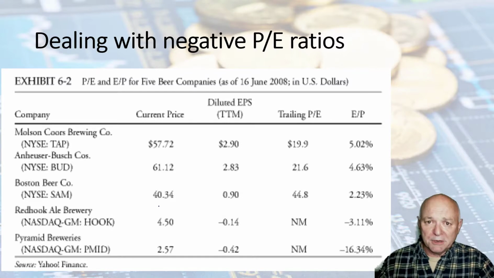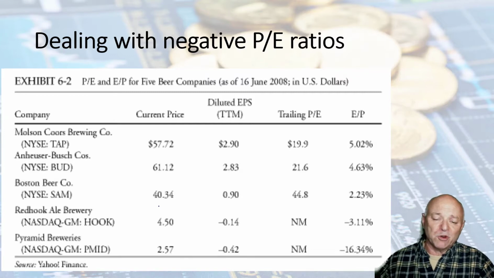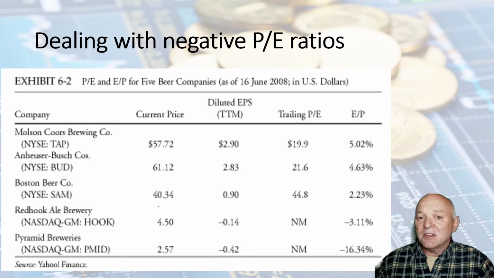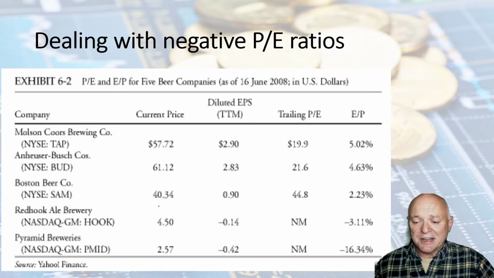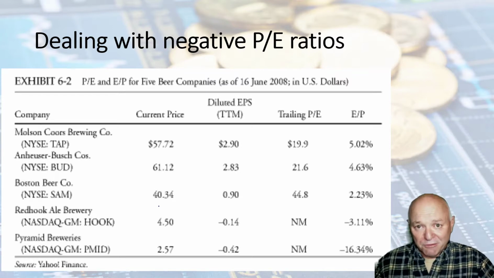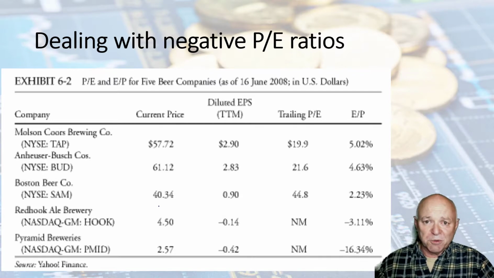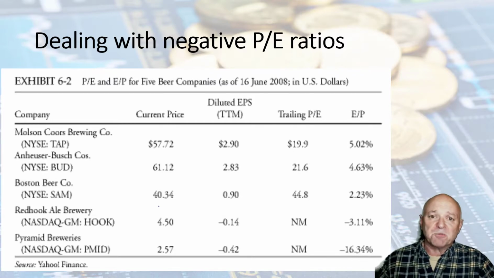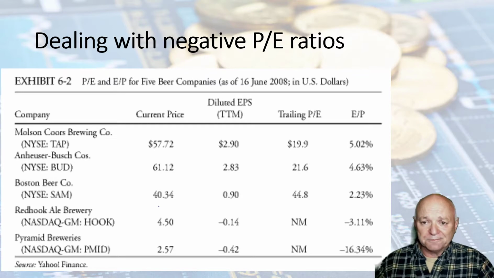For example, Pyramid Breweries at the bottom of the table has a negative earnings per share of 42 cents per share loss. $2.57 divided by a negative number. Well, by convention, we don't report those as negative price earnings multiples. Instead, they just put NM, or not material.